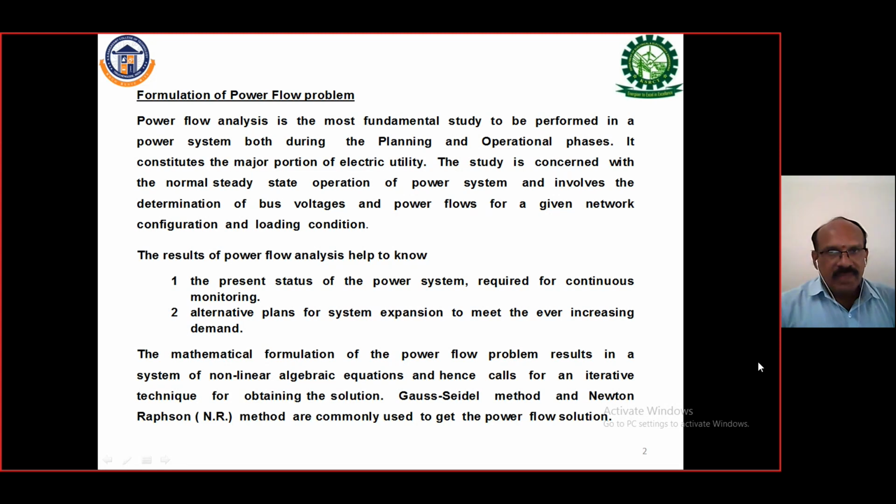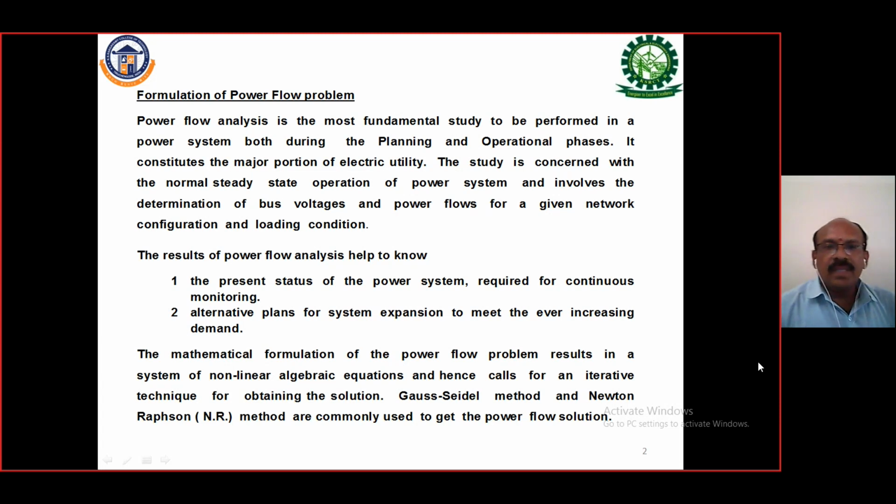Actually, the power flow study is very important. It is the fundamental study. The result of this power flow analysis helps us to know the present status of the power system, required for continuous monitoring. Normally our power system is a huge network. At each and every second, we should monitor the real power, reactive power, voltage and voltage angle at various buses. So this is one of the important ones. For that reason, we should know the fundamentals of power system analysis.